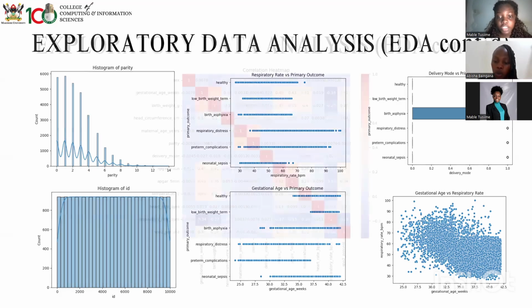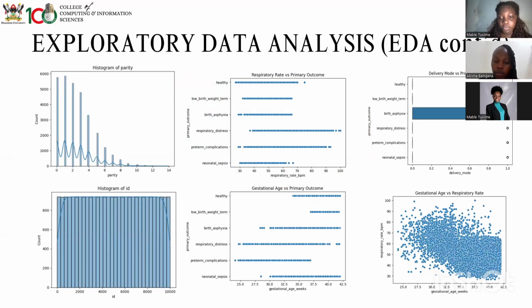And then the gestational age versus primary outcome, which is showing how preterm the child was can determine if they're going to be sick or not. And here we see that gestational age also has a relationship with respiratory rate. Normal respiratory rate is between 30 and 70, but we see that most cases above 70 breaths per minute are those that are a bit preterm. So there's a relationship there.